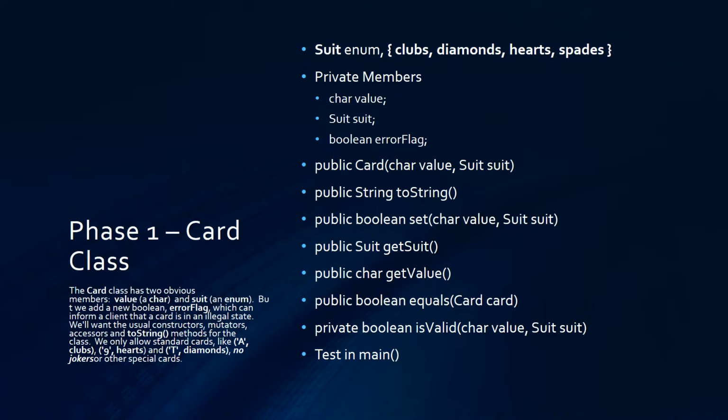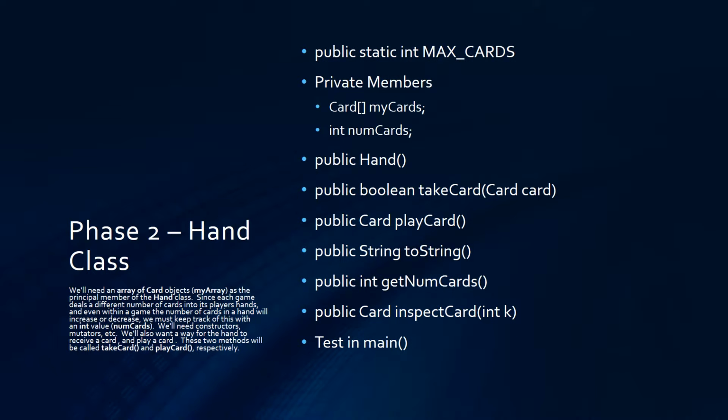We then create a main to instantiate 3 cards, 2 legally and 1 illegally, and we print all 3 out and confirm. In phase 2, we'll need an array of card objects, passed with myArray, as the principal member of the hand class. We create a static variable to set a limit on the maximum number of cards in the array. The 2 private members of the class are an array of card and int num cards.